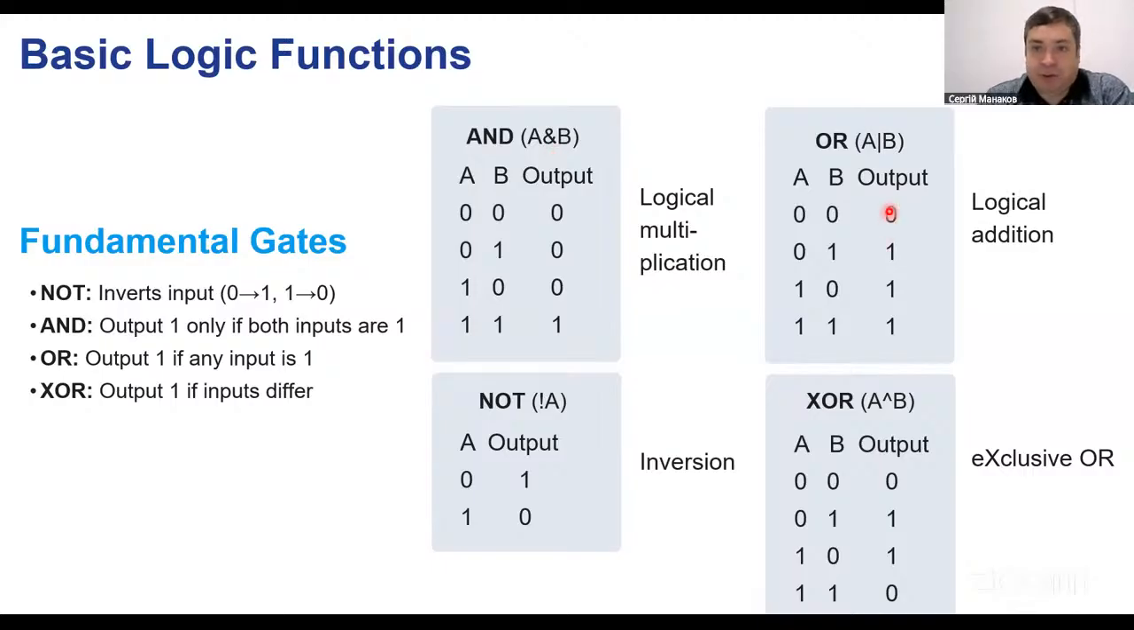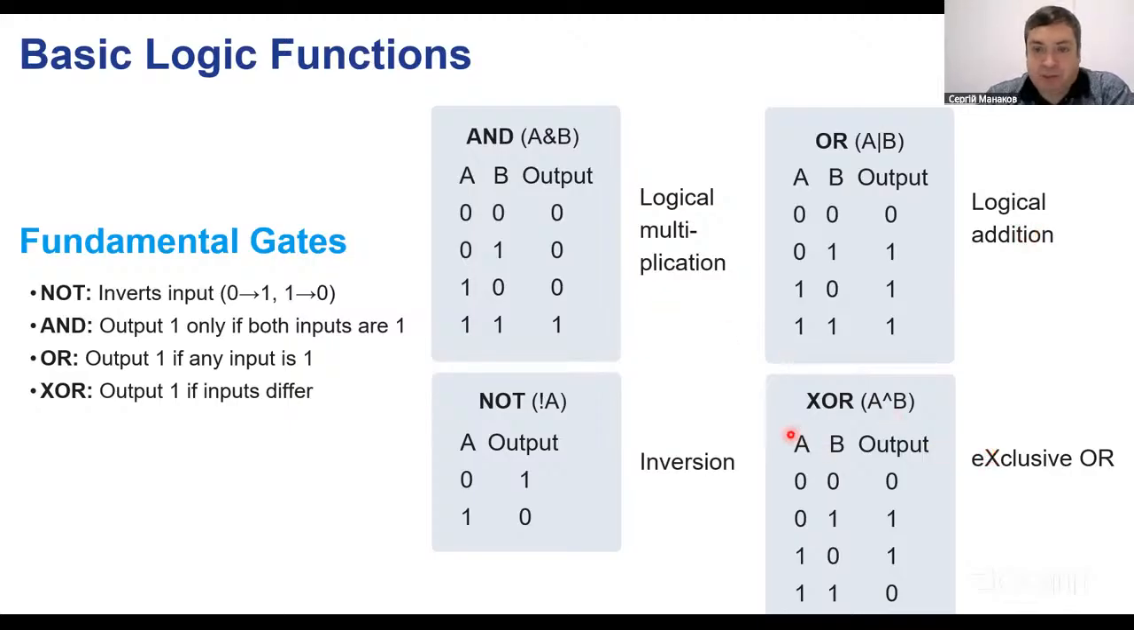Next operation is OR. It has the meaning of logical addition. See, 0 plus 0, or we can say nothing plus nothing gives nothing. 0 plus 1, nothing plus something is something, is 1. The same for 1 plus 0, and something plus something is something. 1 plus 1 is not 2, but 1, because it's logical addition. It's the OR operation.